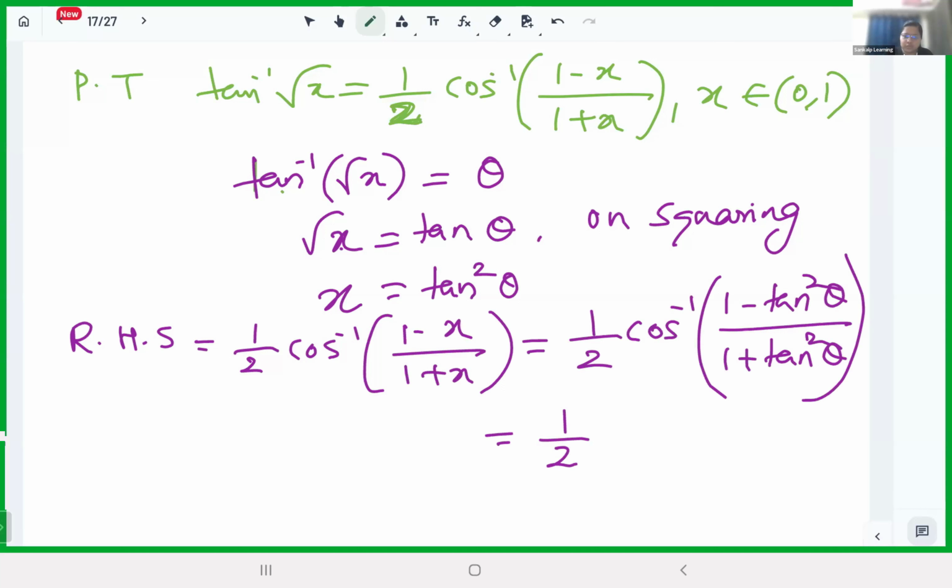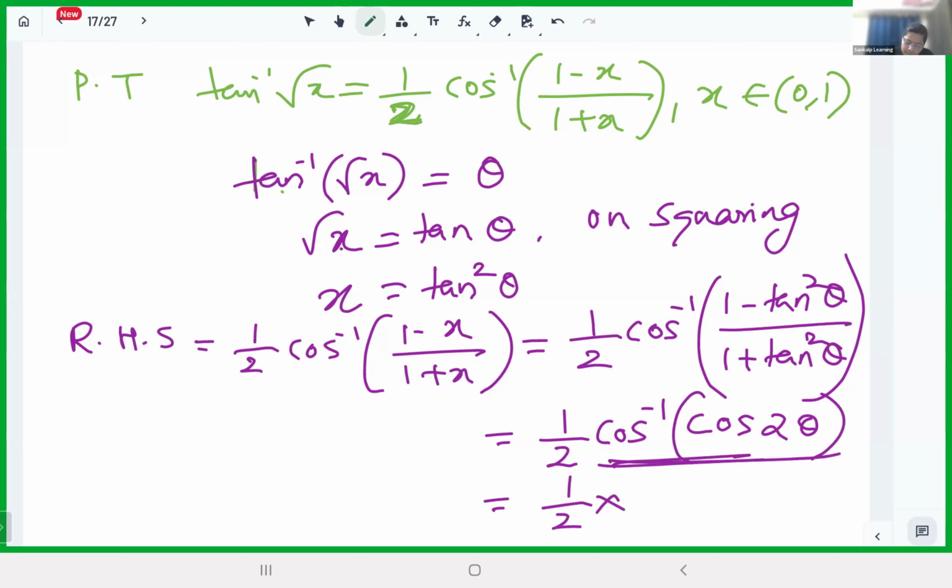So this is equal to 1 by 2 cos inverse of (1 minus tan square theta) by (1 plus tan square theta). It is nothing but cos 2 theta, isn't it? So identity. Okay, you have to study the identity in order to solve these type of problems. Now we can apply the property cos inverse of cos x is equal to x. So cos inverse of cos 2 theta will be 2 theta. 1 by 2 is already here, and the 2 and 2 get cancelled. So the answer will be theta.